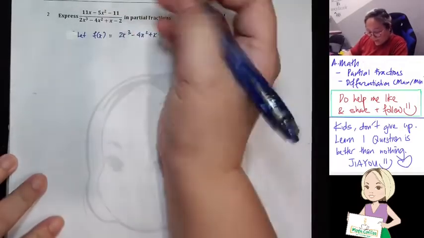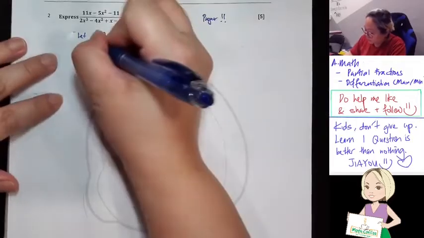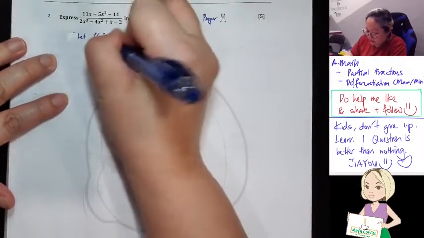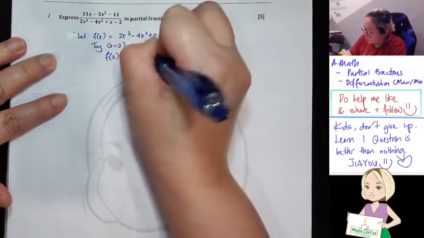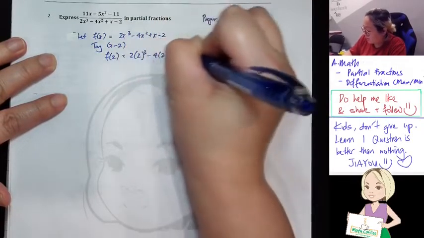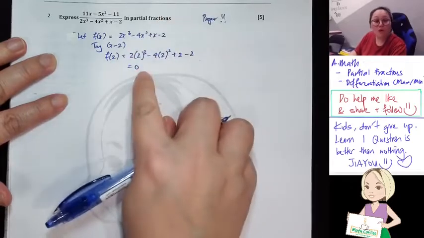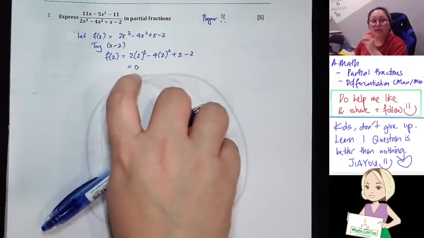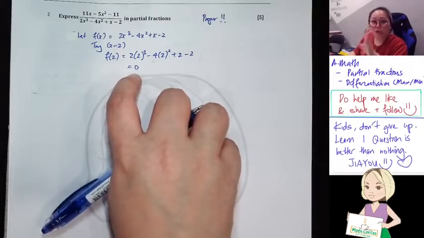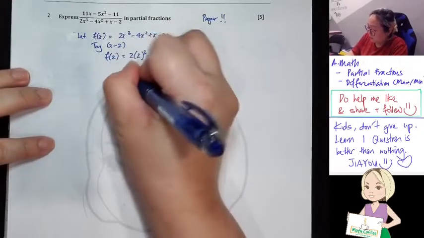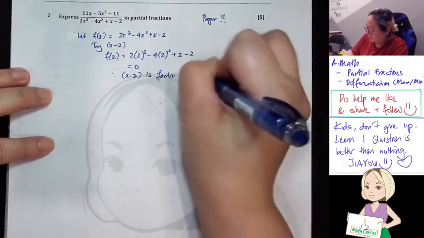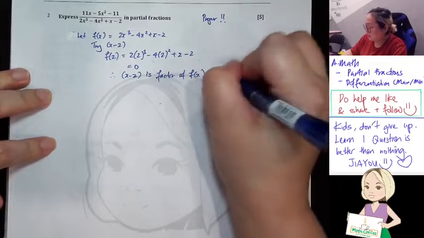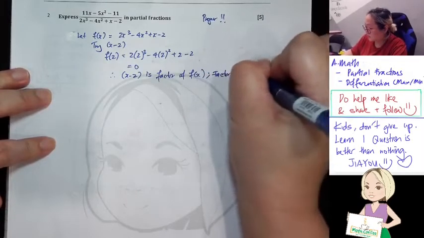So I'm going to try x minus 2. We will sub in 2 cubed minus 4 times 2 squared plus 2 minus 2, which will give us 0. When it gives you 0, it means that there's no remainder. When there's no remainder, it means that x minus 2 is a factor. So therefore x minus 2 is a factor of f(x). And of course you can state that this is the factor theorem, the reason why.